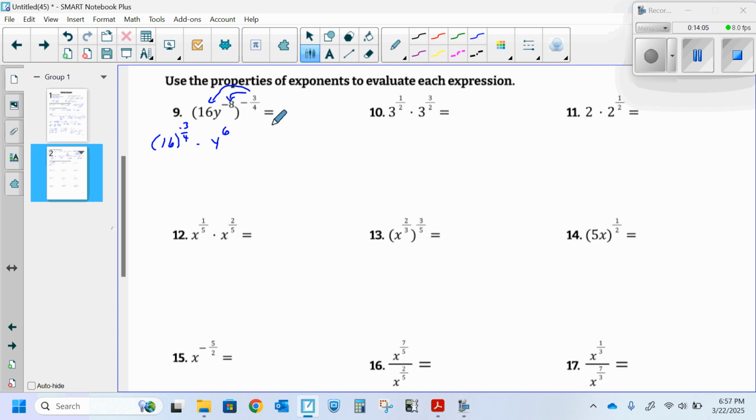Oh, 24 over 4. Yeah, sorry, 6. Now this is a negative exponent. No final answer should have negative exponents. So you're going to drop this down to the bottom, and that becomes a positive 3/4. And that's going to be 1 over the 4th root of 16 to the 3rd. 4th root of 16 is 2. 2 to the 3rd is 8. So that's 1 over 8. So our final answer is 1y to the 6, or just y to the 6, over 8.